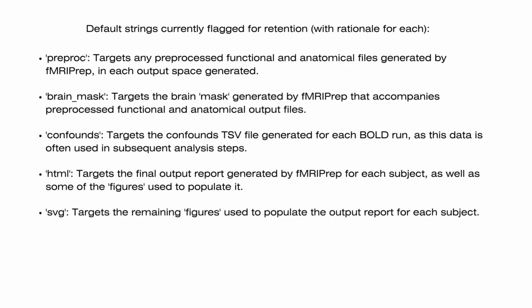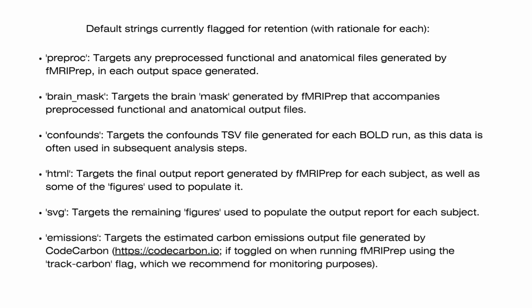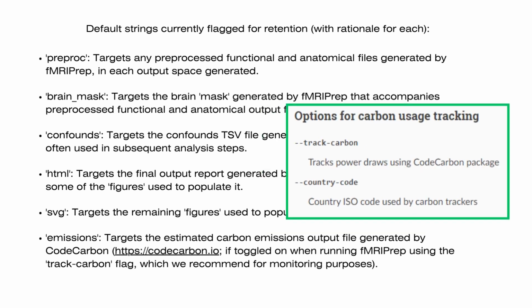Fifth, by keeping any files with the string SVG, we'll catch the remainder of the figures used for this output report. Finally, any files containing the string emissions. This should just grab one file and only if the user has requested it. By toggling on track carbon in the fMRIPrep command line, you can get a CSV file containing estimated carbon emissions for the pre-processing of each subject.